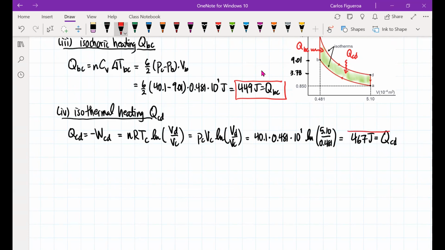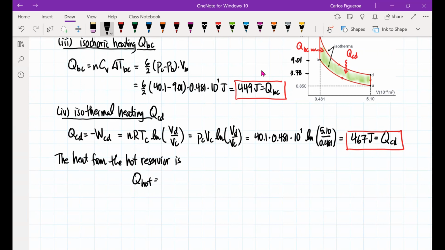So now I have all of my heatings. And I can see here that the heat from the hot reservoir is now Q hot, which is QBC plus QCD, which gives me 449 plus 467, and I get a value of 916 joules for Q hot.